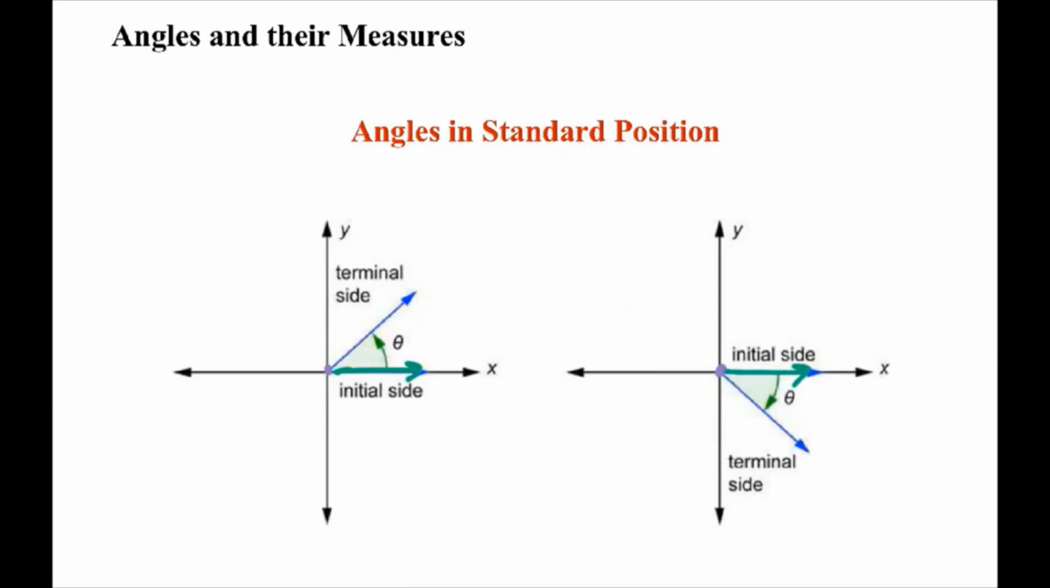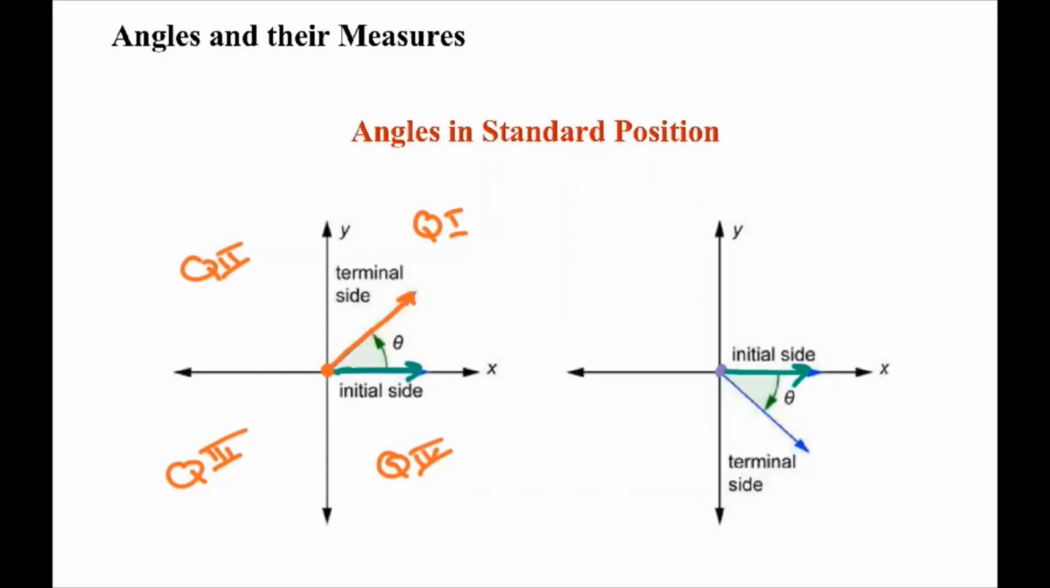Now the terminal side is going to be somewhere within the quadrants. So this is quadrant 1, quadrant 2, 3, and 4. If the angle has its vertex on the origin and the initial side on the positive x-axis, it does not matter where the terminal side is. This is going to be an angle in standard position.